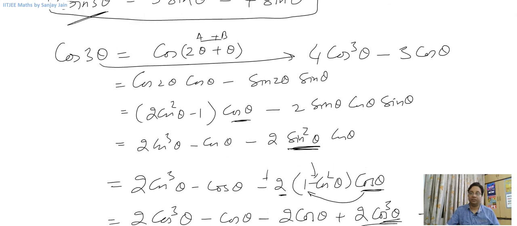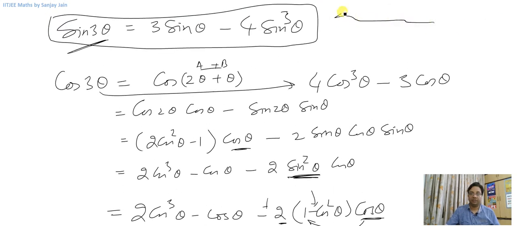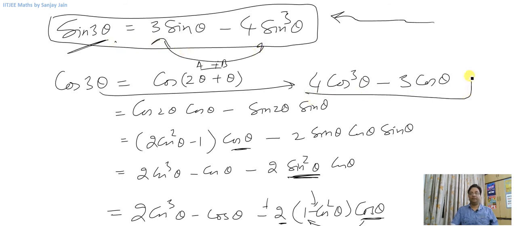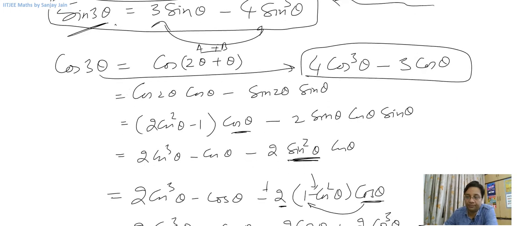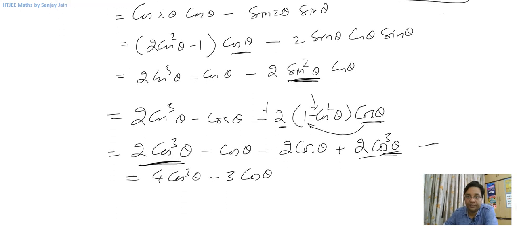It is a somewhat similar expression to this, right? The cos expression came like this, flipped, right? This expression is flipped here: 4 cos cubed theta minus 3 cos theta. Similarly, we can work out for tan also. Okay.